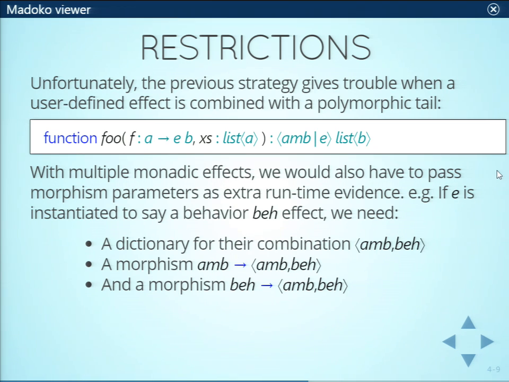And now it gets troublesome, because if someone passes in an f that has, say, a behavior effect, then how do I bind behavior with amp and behavior? And how do I lift the amps to amp plus behavior? How do I combine all of these? In that case, you would have to pass three things: dictionaries for the entire combined monad and all the morphisms for each one separately. That's much more tricky, so I thought, let's just not do that.